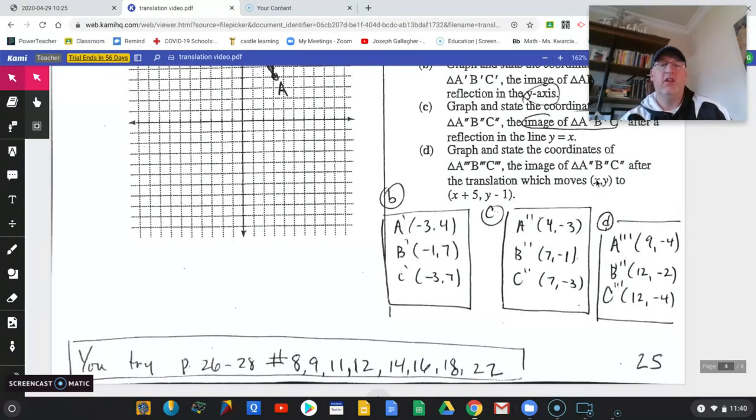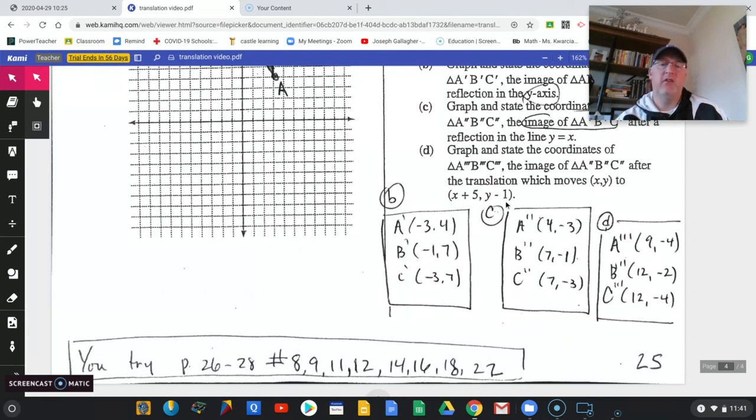But it does want you to state the coordinates of it. So you'd have to write these down anyways. So I think it's easier to start with this. I'm going to take all my first numbers, and I'm just going to add 5. It says x plus 5. So 4 plus 5 is 9. 7 plus 5 is 12. 7 plus 5 again is 12. That's where I got the 9, 12, 12.